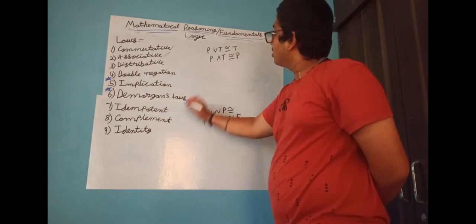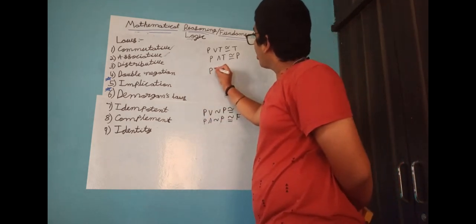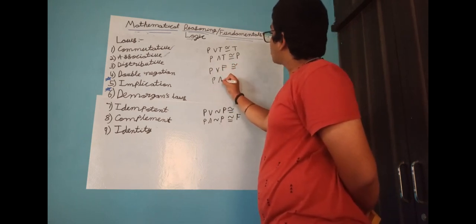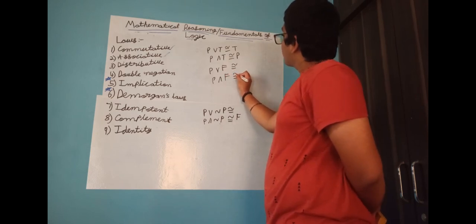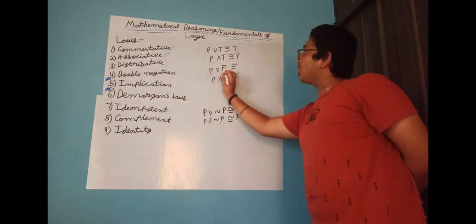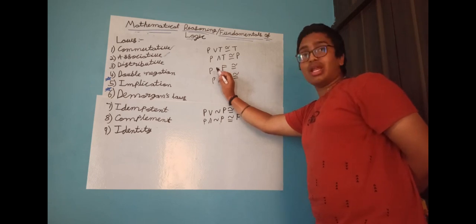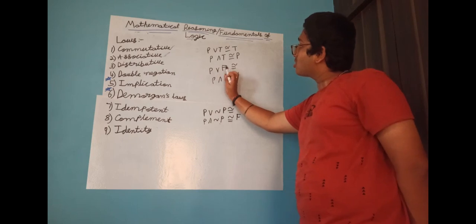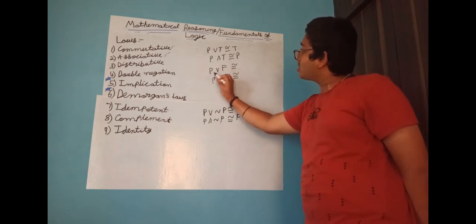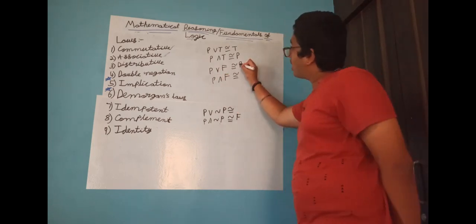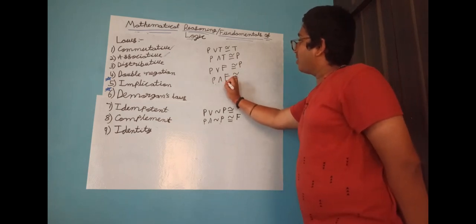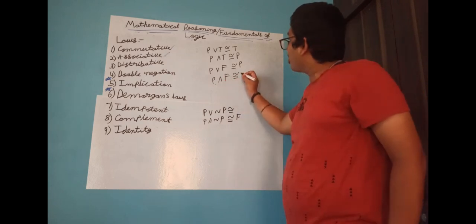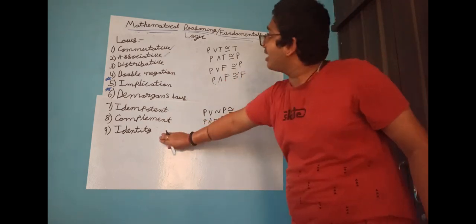Next, similarly, for false we will do P or false, and P and false. In OR, if at least one is true, then only it will be true. Here we don't know whether P is true or false. If P is true, then we get true. If P is false, then we will get false. Means this value is dependent on P. Again we will get P here. Then P and false: in AND, if at least one is false, the resultant will be false itself. This is what identity law is.